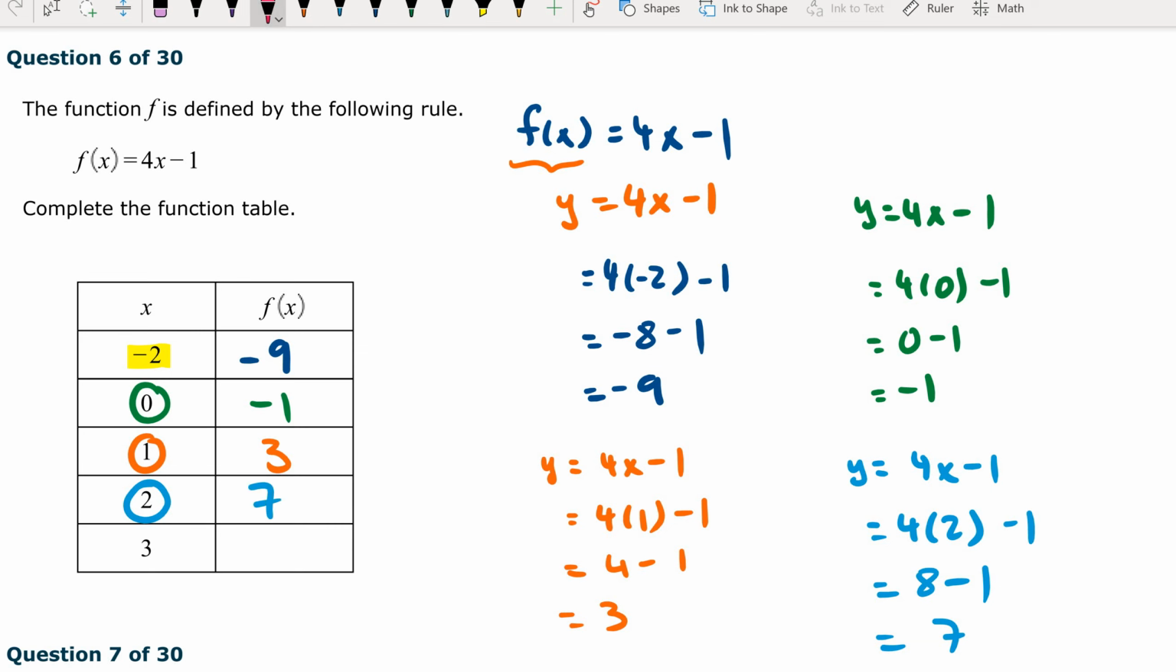Alright, last one. Y equal to 4x minus 1. We plug in 3. So 4 times 3 minus 1 equal to 12 minus 1, which gives you 11. Okay, so number 6, the answer is 11.